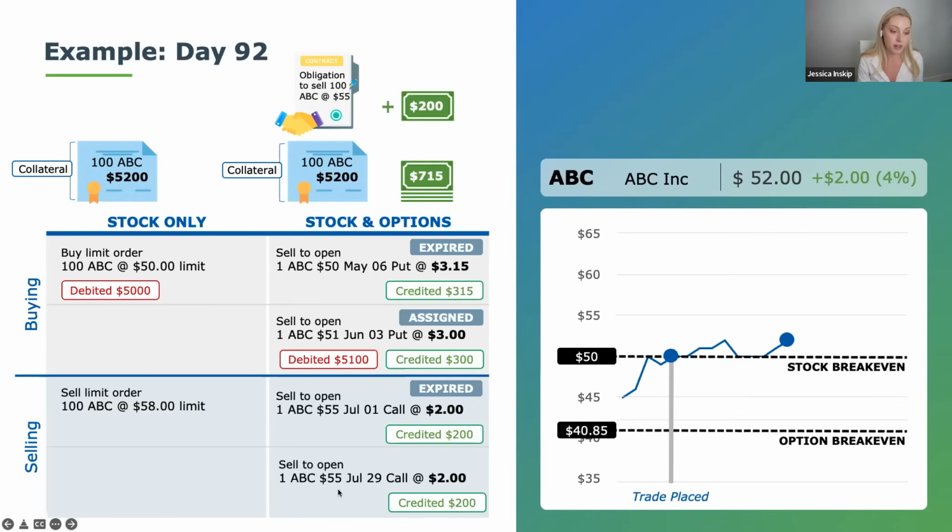We're going to sell to open another 55 call at $2, collecting that premium, getting a credit of $2, and reducing our cost basis once more. So now we've received another $200, and have the obligation to sell 100 shares of ABC at 55, so still the same price, and our stock valued at $5,200 is the collateral.